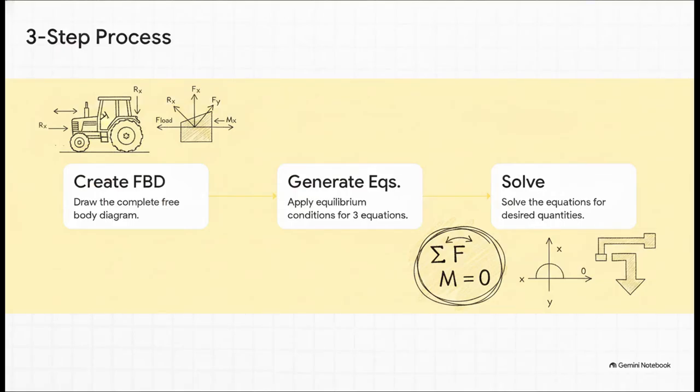To conquer this, you need to follow a strict, non-negotiable three-step process. Step 1, create a precise free body diagram of the tractor. Step 2, apply your equilibrium conditions to generate your three equations. Step 3, solve the math for your desired quantities. You really need to know this sequence by heart.